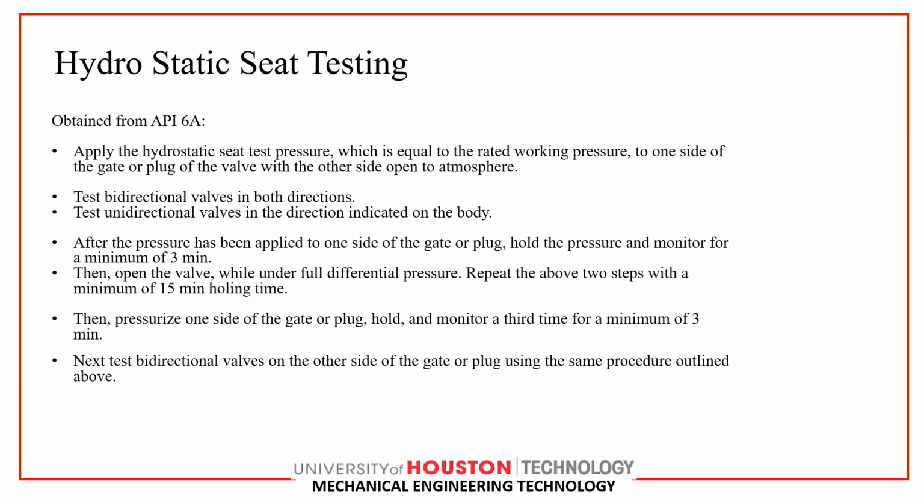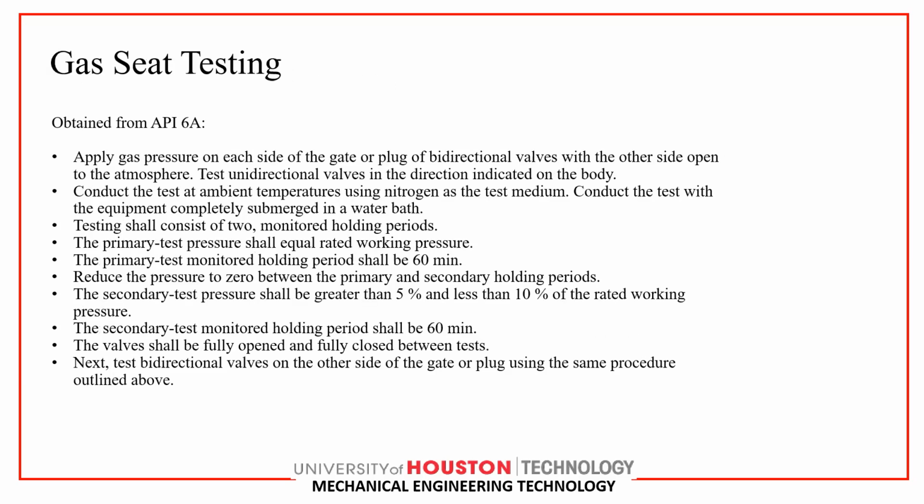After we have done all these steps, finally we pressurize one side of the gate or plug, hold and monitor a 3rd time for a minimum of 3 minutes. And test bidirectional valves on the other side of the gate or plug using the same procedure outlined above. The next criterion that we follow in our design is gas seat testing, obtained for our project from API 6A, gate valve API 6A.